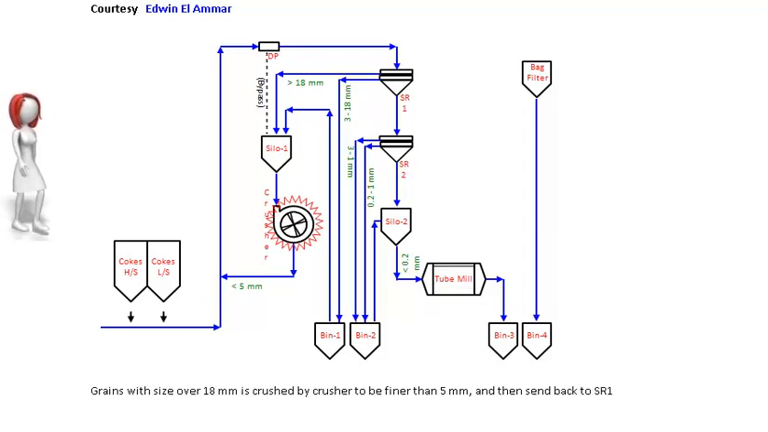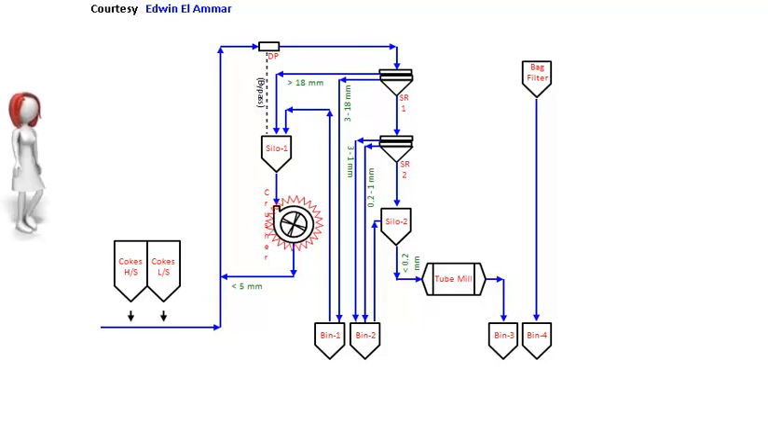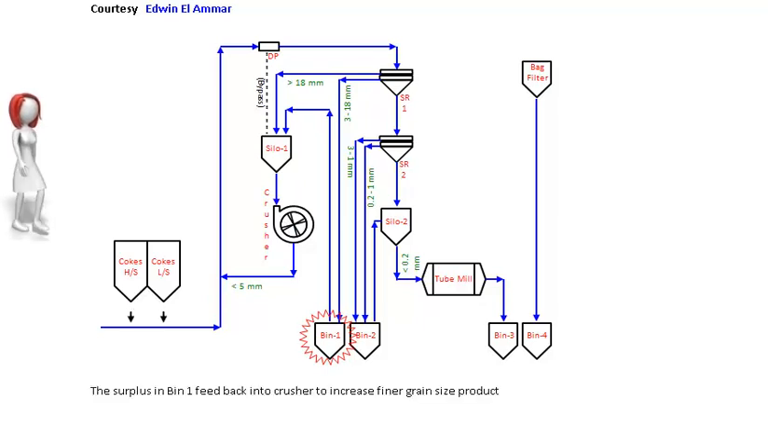Grains with size over 18 mm are crushed by the crusher to be finer than 5 mm, and then sent back to SR1. The surplus in the bin is fed back into the crusher to increase finer grain size product.